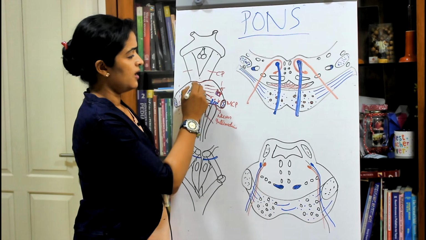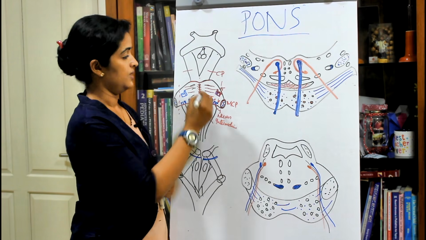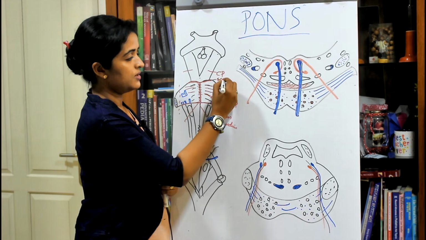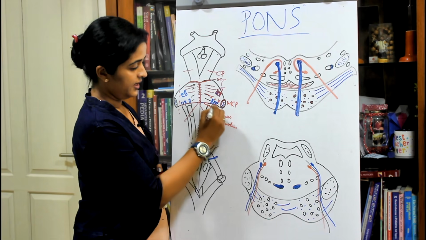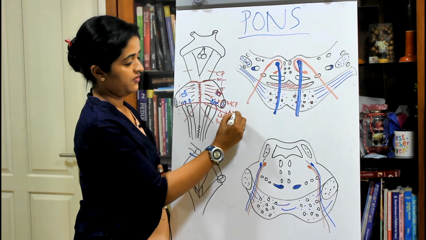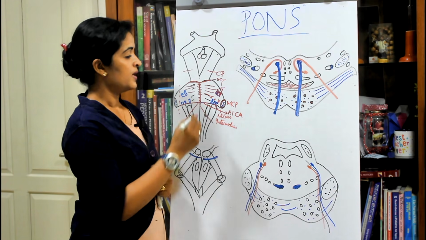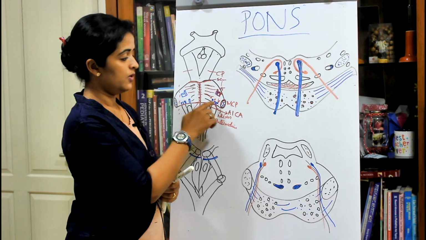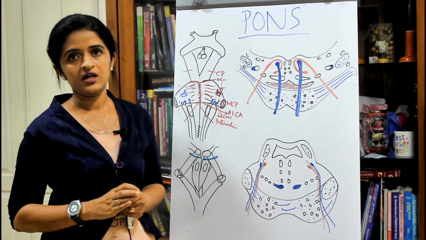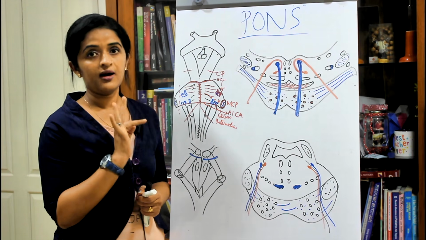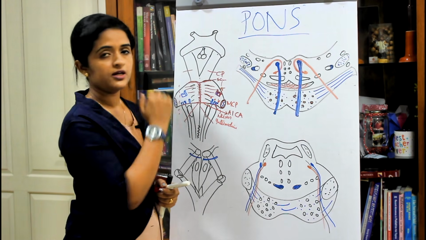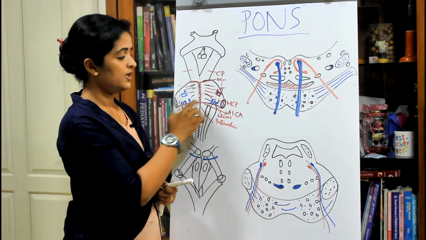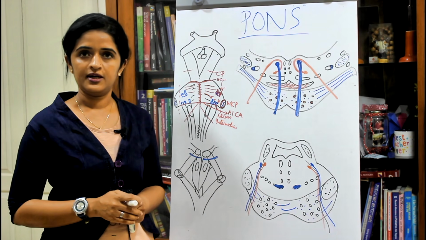So, is there any artery lying at the superior border and inferior border? Yes. You have two branches of the basilar artery. Along the superior border you have the superior cerebellar artery, and along the inferior border you have the anterior inferior cerebellar artery. So when you look at the ventral surface, you have three arteries related to it. Along the basilar groove you have the basilar artery, along the superior border the superior cerebellar artery, and along the inferior border the anterior inferior cerebellar artery.